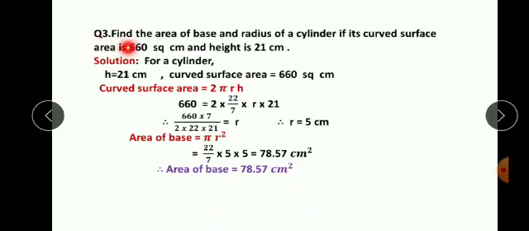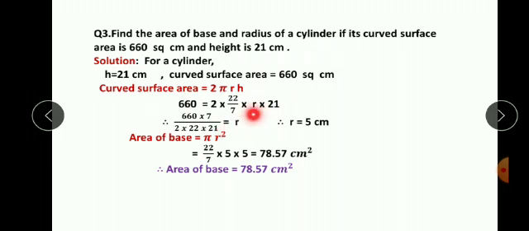Third question: find the area of base and radius of cylinder if its curved surface area is 660 square centimeter and height is 21 centimeter. Now what is given? Height is given and curved surface area is given. So for a cylinder, height is 21 centimeter and curved surface area is 660 square centimeter. Use the formula for curved surface area, which is equal to 2 pi rh, and now substitute the value. 660 is equal to 2 into 22 upon 7 into r into h. r we don't know, so keep r as it is. And here the pi value is not mentioned, so 22 upon 7.